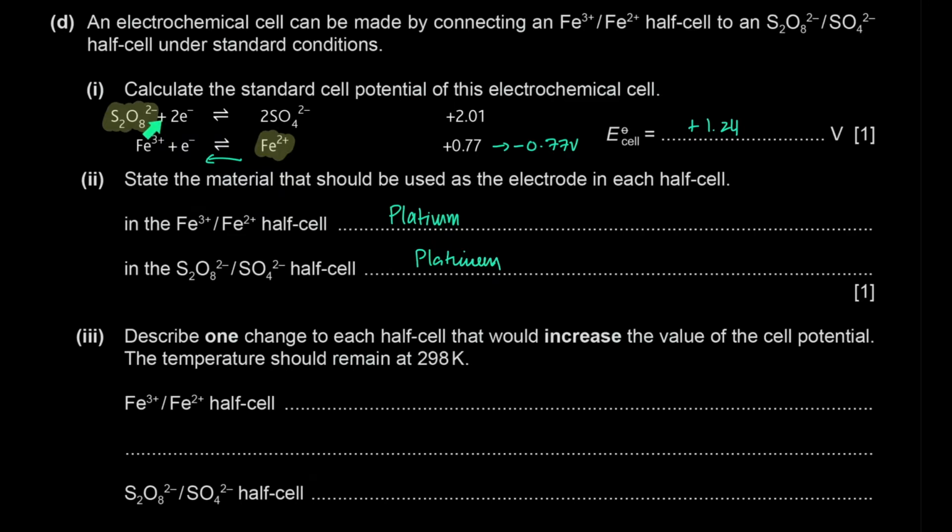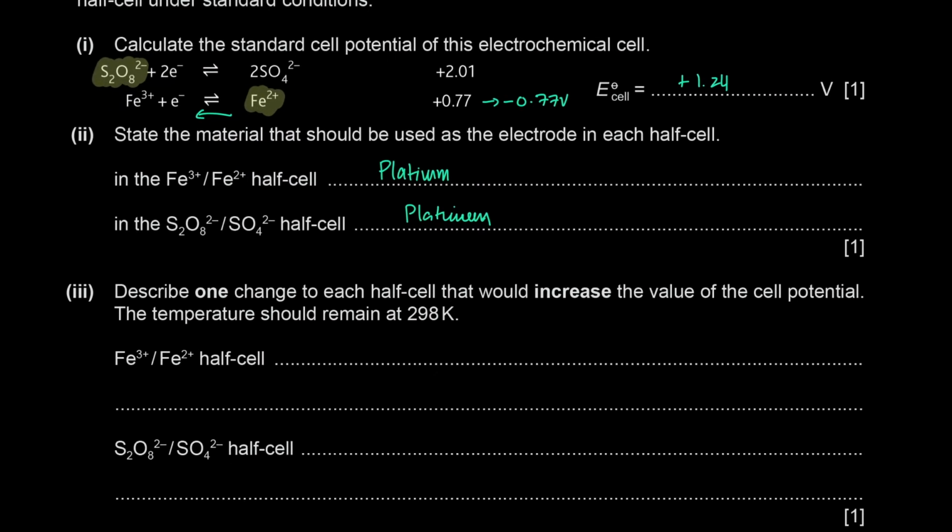Unless there is a metal involved in the equilibrium. Here we have two aqueous ions, here we also have two aqueous ions. Whenever there's only aqueous species, or we have gaseous species, or we have liquids, in all of those cases, we're going to use a platinum electrode. The only time we're going to use a metal electrode other than platinum is if there's a metal in one of the equilibria or in one of the half cells, then we're going to use that metal as the electrode. Otherwise, it'll always be the inert platinum electrode.